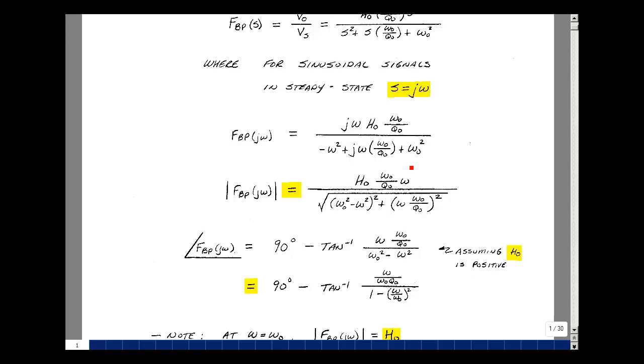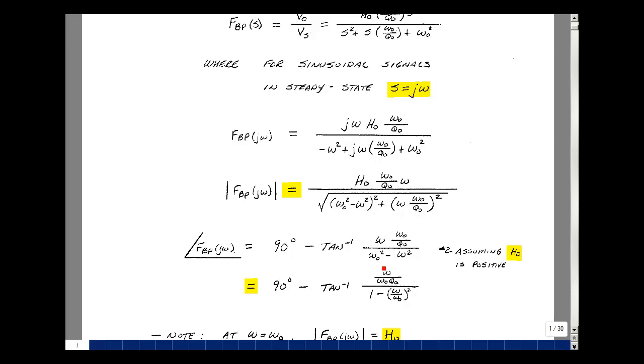For the denominator, the real part is omega naught squared minus omega squared. We're going to square that, and then add to that the term that multiplies j squared, and then square root. The angle is the angle of the numerator minus the angle of the denominator. The real part is 0, so we're taking the arctangent of the imaginary divided by the real, which is 0, and that's going to go off to infinity, and that's 90 degrees. The denominator, the arctangent of the imaginary part, which is this term, divided by the real part, which is omega naught squared minus omega squared. Now, if H naught is negative, we'll have an additional 180 degrees to add to this.